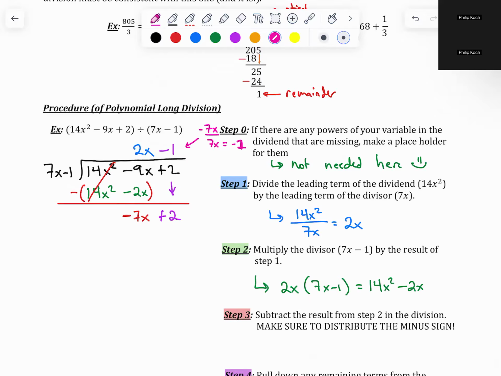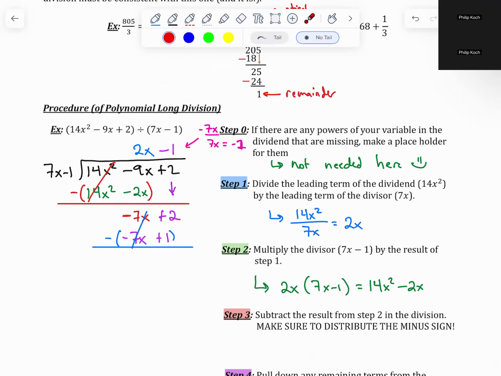Then what I'll do is, now that I've found the number of times that 7x goes into -7x, I'll do the multiplication. So -1 times 7x minus 1, that's going to be -7x plus 1. And then I'm going to subtract that. And the 7x's will cancel. The -7x's will cancel because it's -7x minus -7x, which is usually plus 7x. So they cancel out. And then, do I get 1 or do I get 3? 1. That's right. Because it is 2 minus 1.